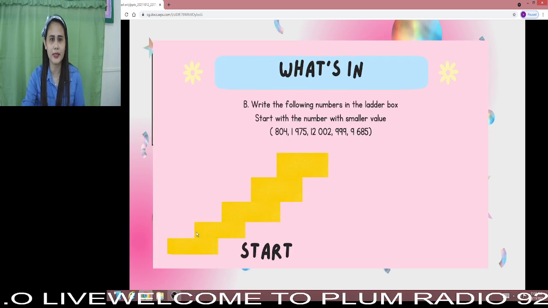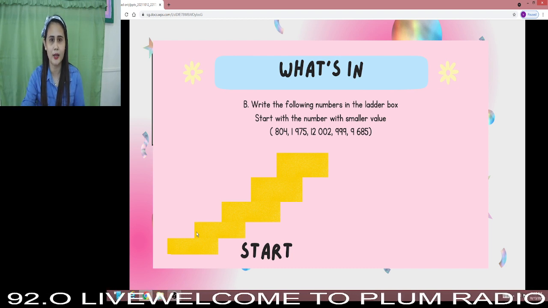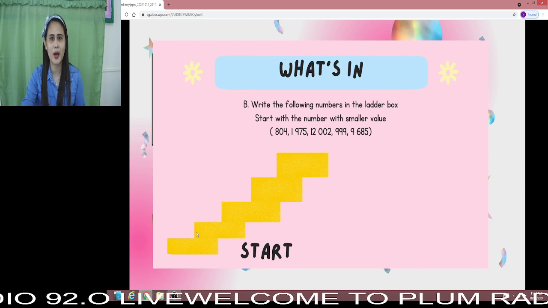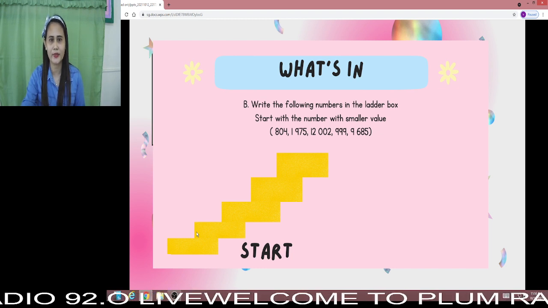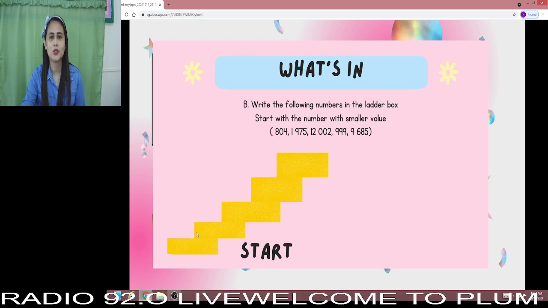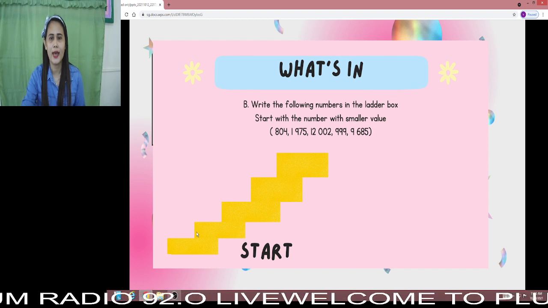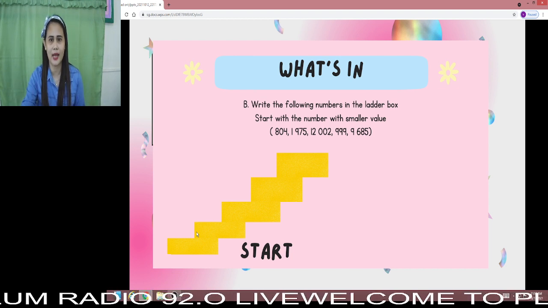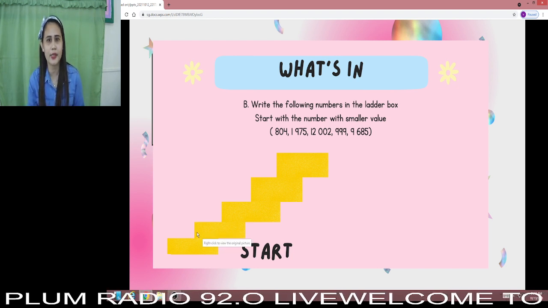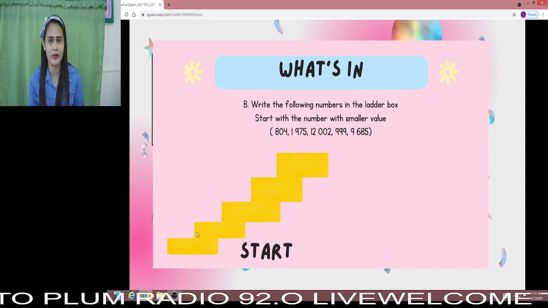Here's another activity. Write the following numbers in the ladder box. Start with the number with smaller value. Here are the numbers: 804, 1,975, 12,002, 999, and 9,685. I repeat, write the following numbers in the ladder box. Start with the number with smaller value.